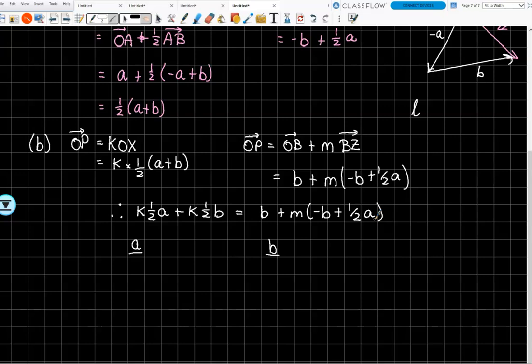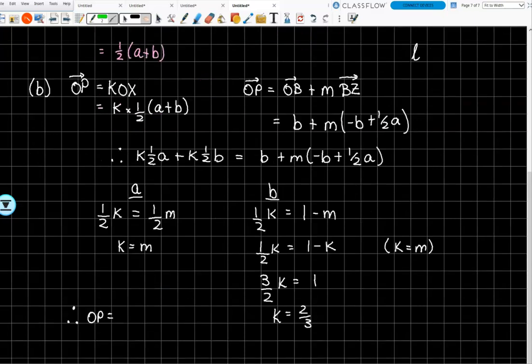So now we're going to look at the coefficients of the A and the B on each side. What's the coefficient of A on the left-hand side? Half K. And that has to equal the coefficient of A on the right-hand side. Oh, well that's not too bad, because now we know K equals M. Now do the B and see if you can actually solve for a value for K and M. So hopefully you solve for B.